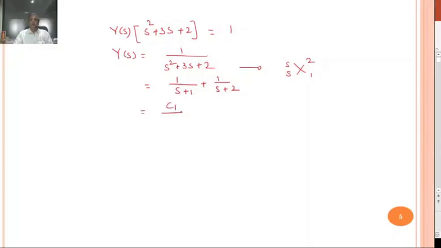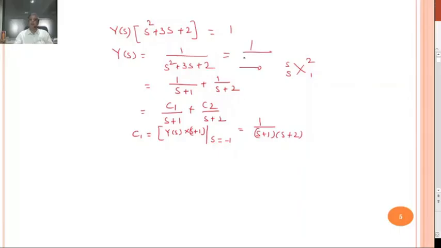We will say this is C1 over s plus 1, the residues, plus C2 over s plus 2. Now find the residue C1, equal to y of s into s plus 1, and substitute s equal to minus 1. We rewrite this equation as 1 upon s plus 1 into s plus 2, as these are the roots. Multiplied by s plus 1 and substituting s equal to minus 1, after solving, C1 is 1.